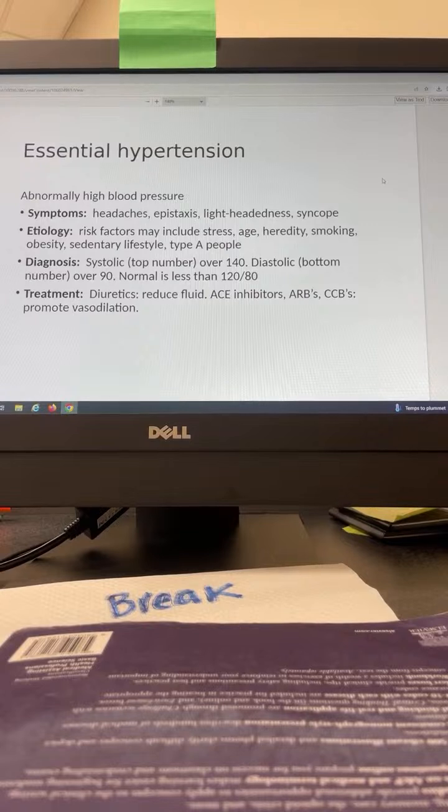Then there are different drug classes which will be part of the pharm material. But basically there are ACE inhibitors, ARBs, and CCBs, which all bring down blood pressure. Okay, they're just blood pressure medications. All of them work to promote vasodilation.